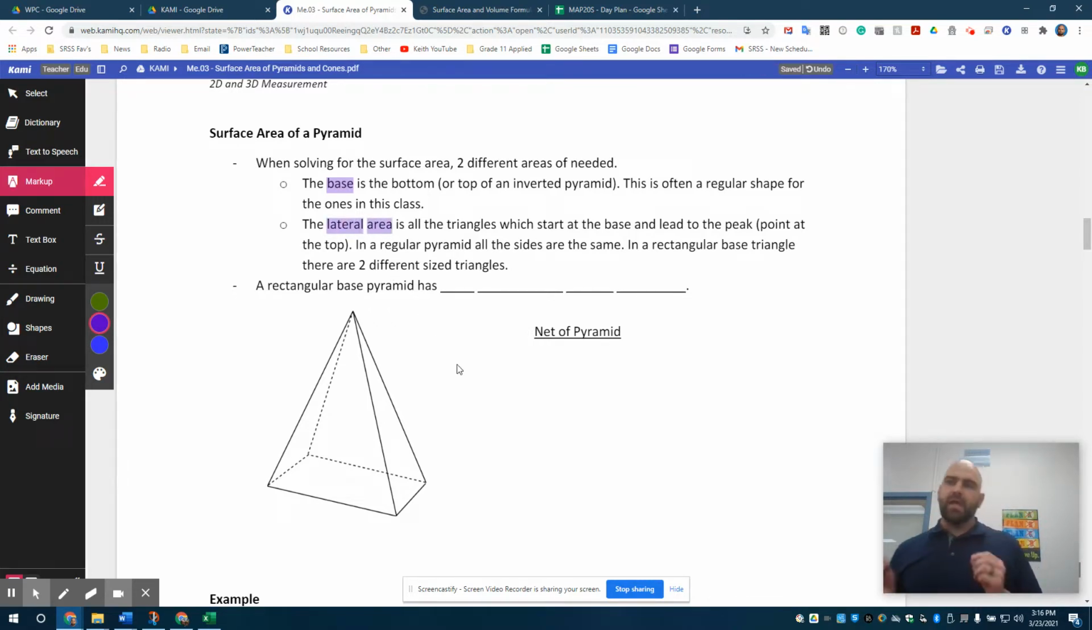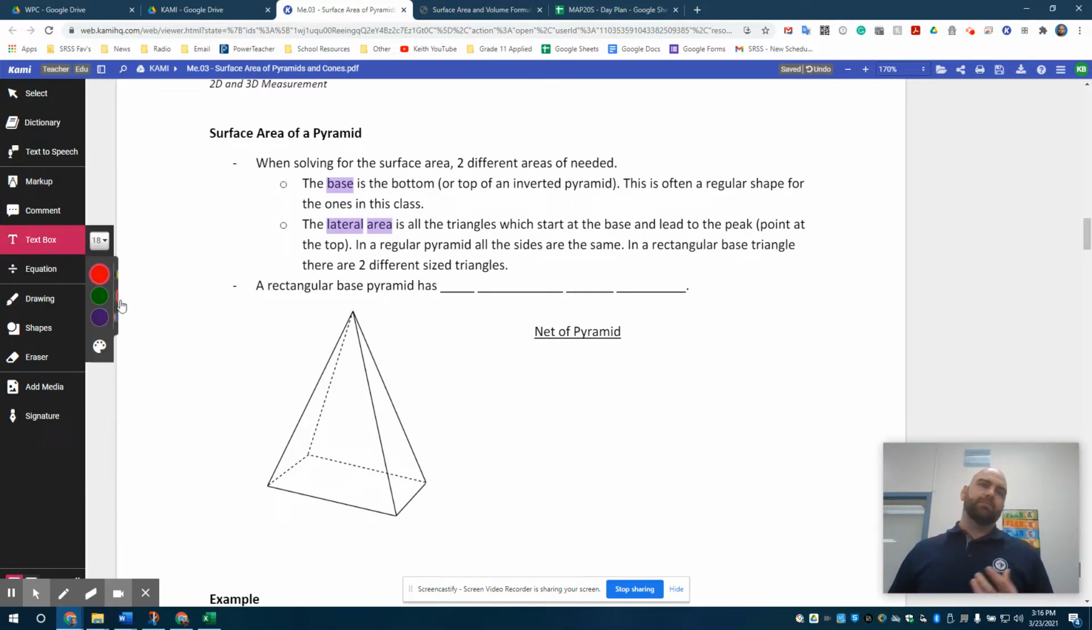So we need to find the base and the lateral area and then combine the two of them to make a full pyramid. We can also think of finding every side and then adding it all together. That would work as well. That would be one way of solving for a pyramid as well. We have the base, and we have all the triangles around the outside.